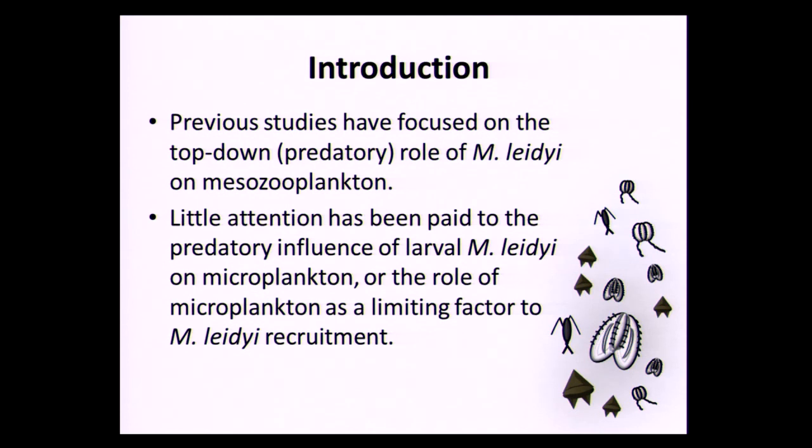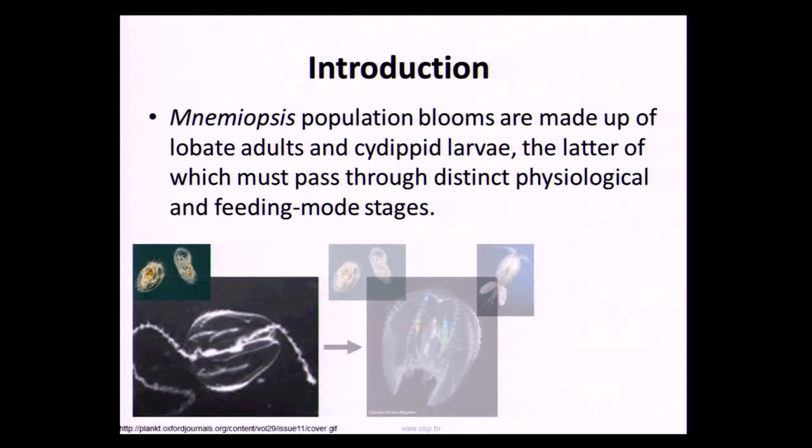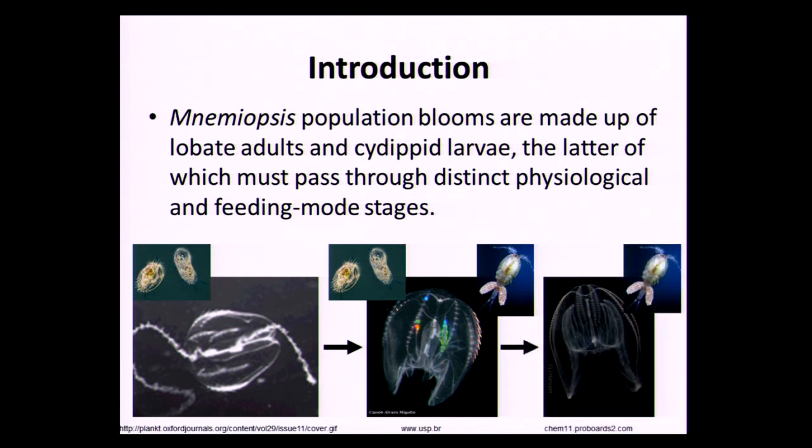There was actually only a fair number of people up at University of Rhode Island who were looking at it only on a laboratory level. So what I wanted to do is take a look at this, because if we consider the life history of Mnemiopsis, it begins with an egg, and within a day that egg is hatched into what we call a cydippid or tentaculate larvae.